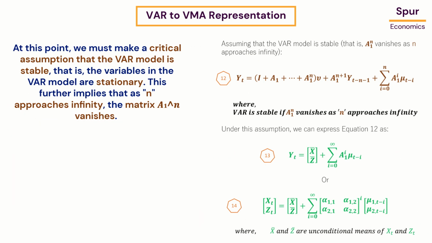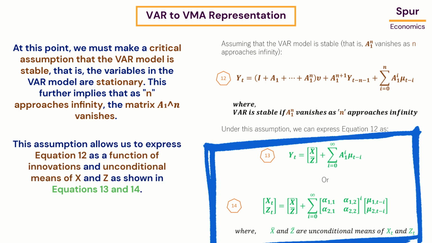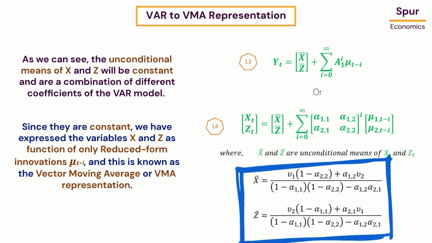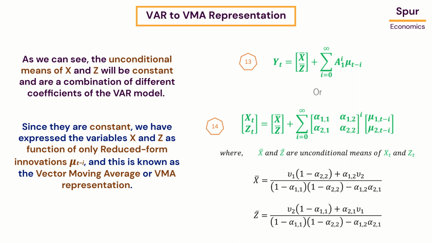At this point, we must make a critical assumption that the VAR model is stable, that is, the variables in the VAR model are stationary. This further implies that as n approaches infinity, the matrix A1 raised to the power n vanishes. This assumption allows us to express equation 12 as a function of innovations and unconditional means of x and z as shown in equations 13 and 14. As we can see, the unconditional means of x and z will be constant and are a combination of different coefficients of the VAR model. Since they are constant, we have expressed the variables x and z as functions of only reduced form innovations, and this is known as the vector moving average or VMA representation.